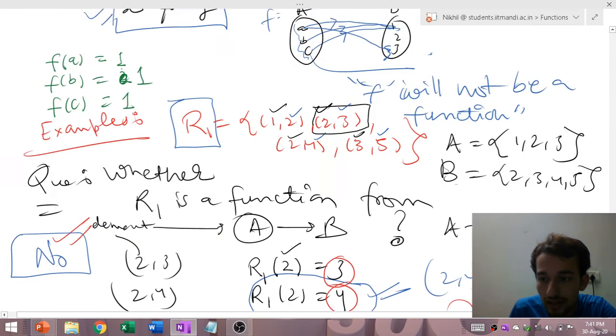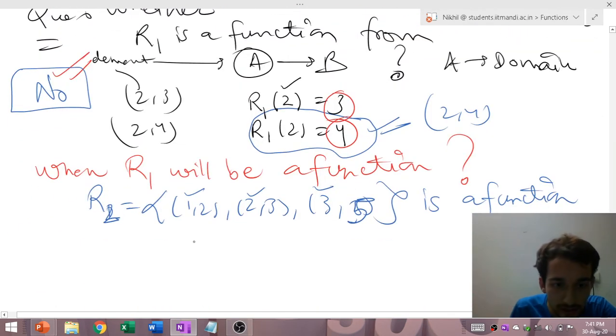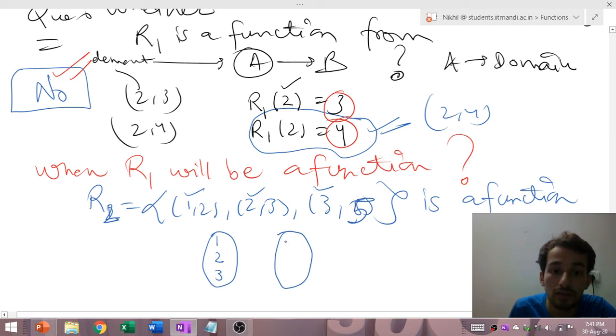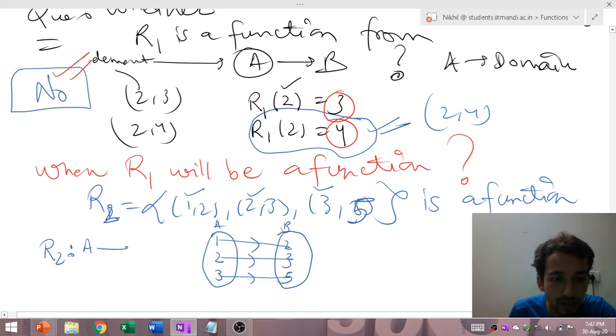And how will this look if I plot it? Suppose like this, these are my two sets. The first elements I write here, 1, 2, 3, and the second elements from the ordered pairs, 2, 3, 5, and I map 1 to 2, 2 to 3, 3 to 5. Using this rule, if I call this set A and this set B, then R2 is a function from set A to set B.